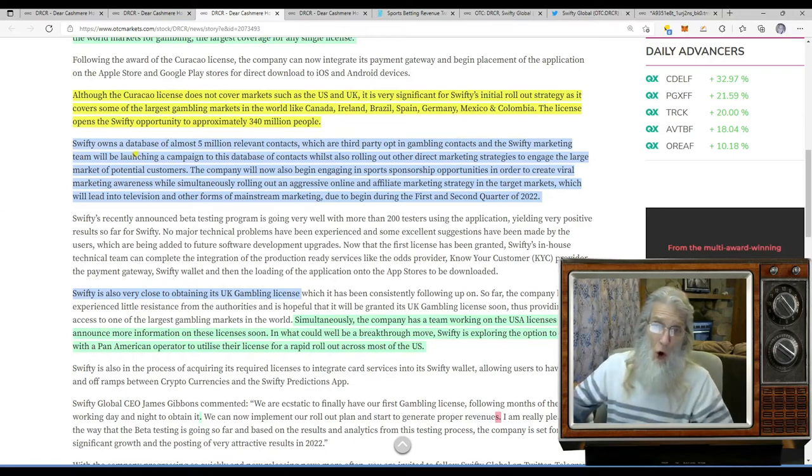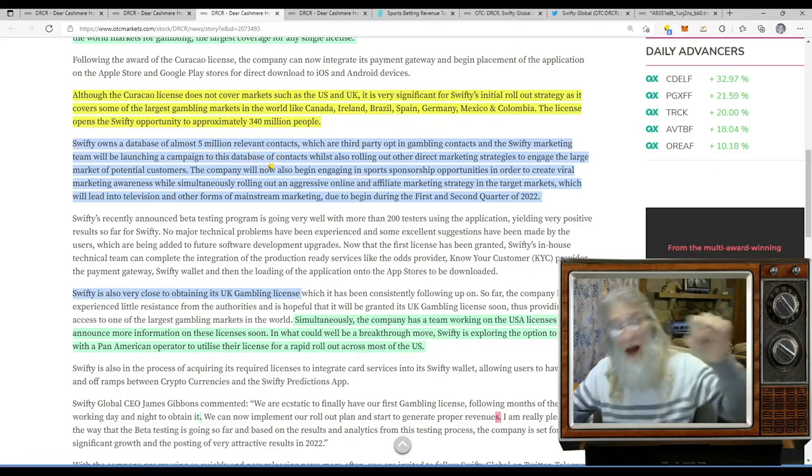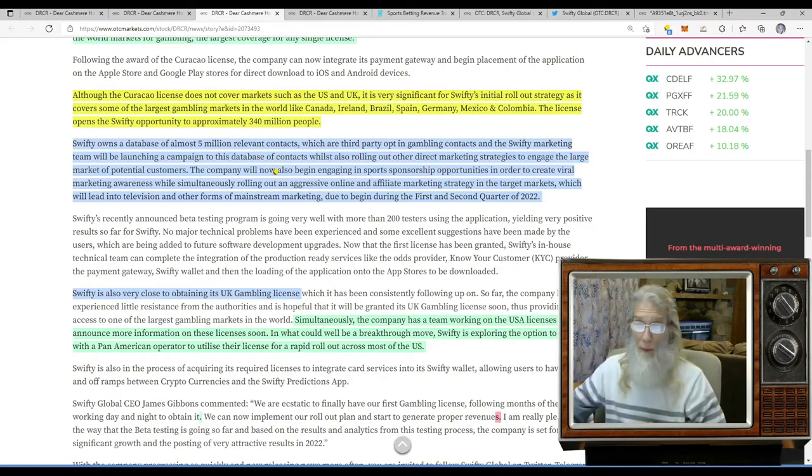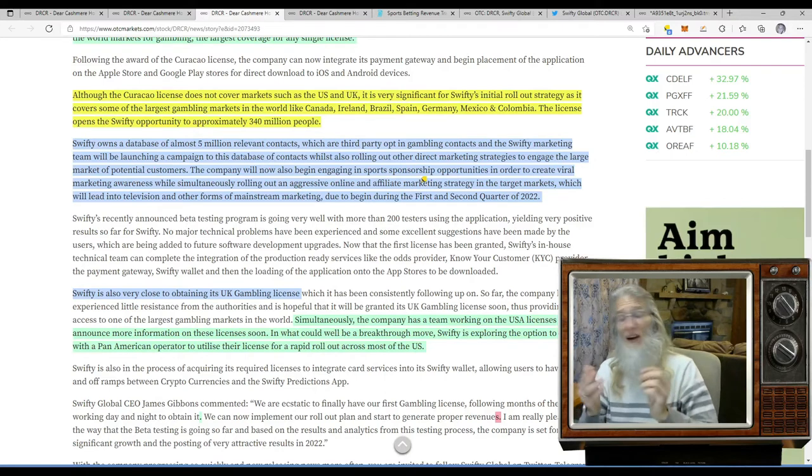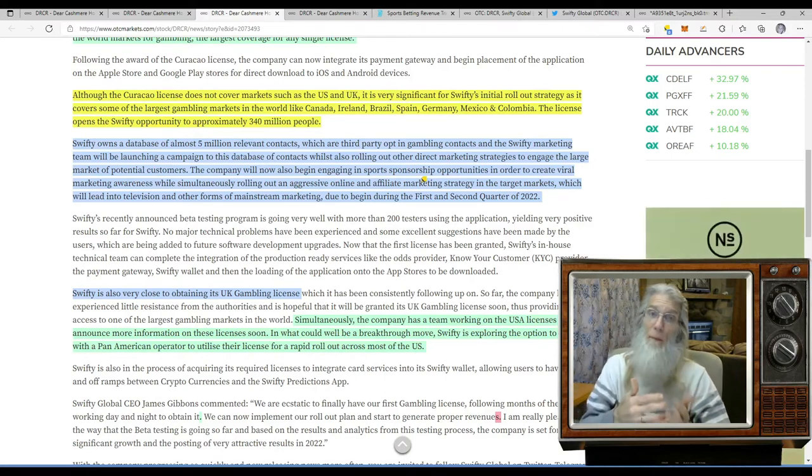They're going to use their own database of over 5 million relevant contacts that are already involved in gambling. Go knocking on their door, see what they can stir up. They're also going to work with sports sponsorships. They're going to try to get affiliated with big name companies that have brand recognition, and that's going to lift them up as well. They also want to get to television.